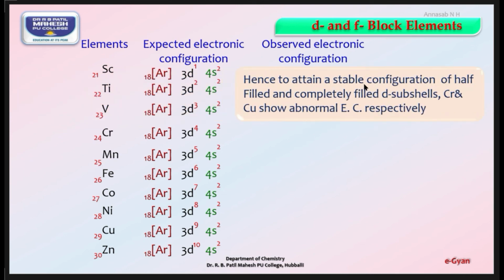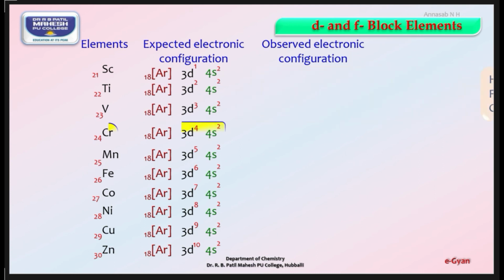Hence, to attain the stable electronic configuration of half filled and completely filled d orbitals, chromium and copper show abnormal electronic configurations respectively. Chromium is here and copper is here. These show extra stability, abnormality. Because of that reason, we consider the general electronic configuration as ns1 to 2. So here is chromium and this is copper.